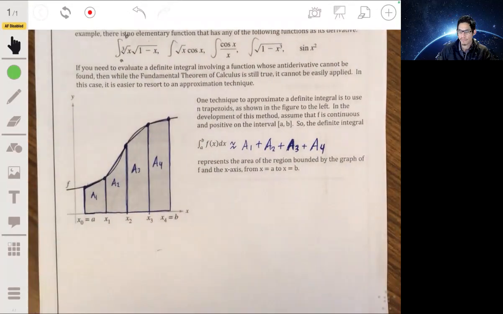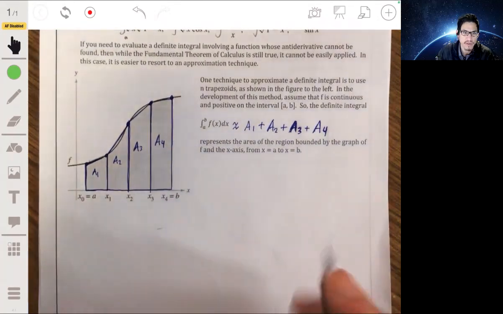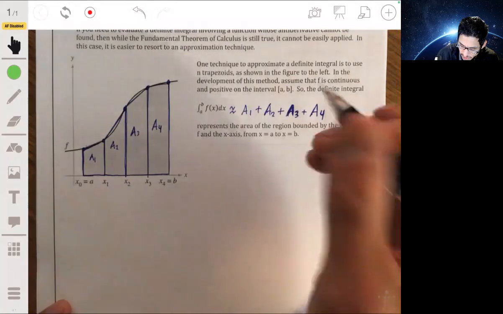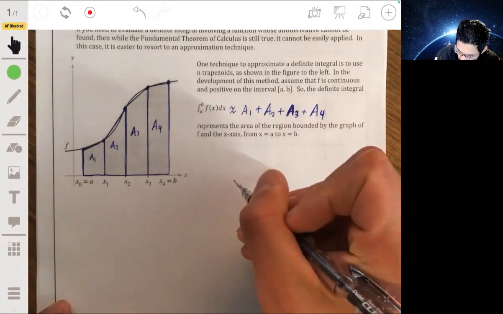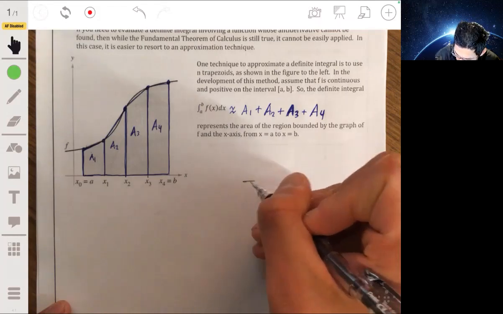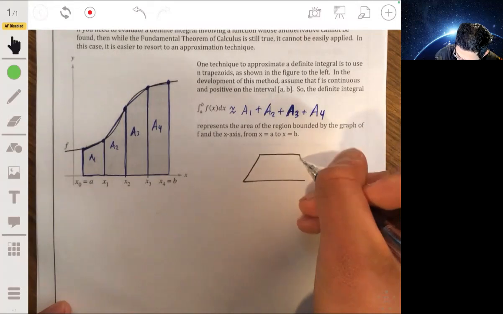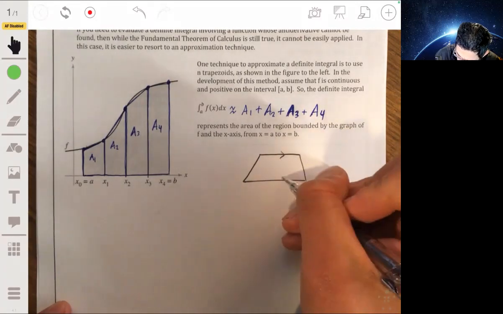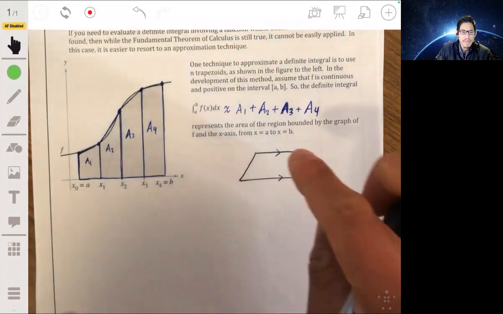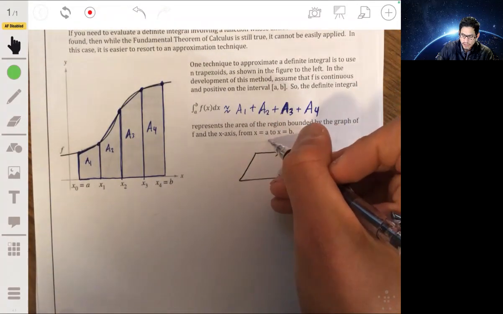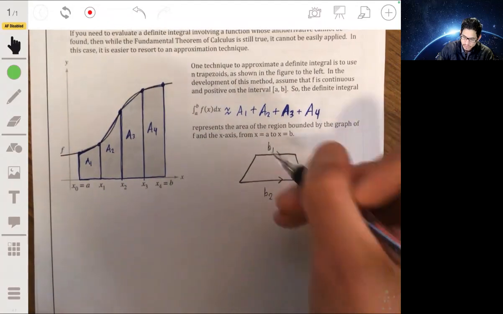Okay, so how do we do this? Well, let's first review the area of a trapezoid. Maybe it's been a while. Probably just covered that in middle school. Remember, a trapezoid is basically a 4-sided figure with one set of parallel sides. So this could be a trapezoid. Now remember, the parallel sides are called the bases. So we'll call this one base 1. This one will be base 2.